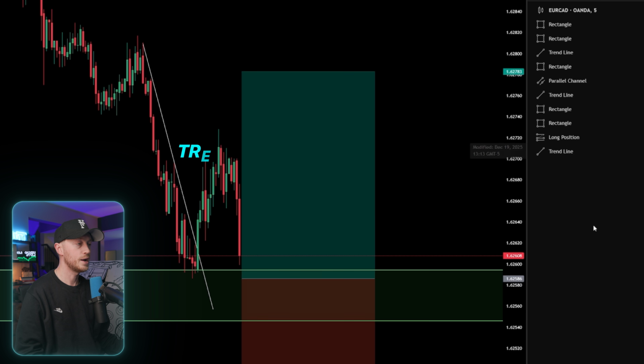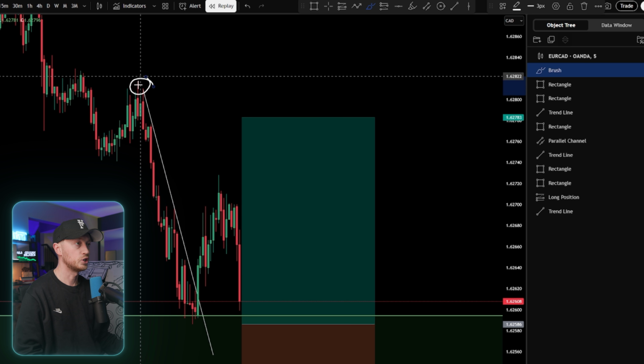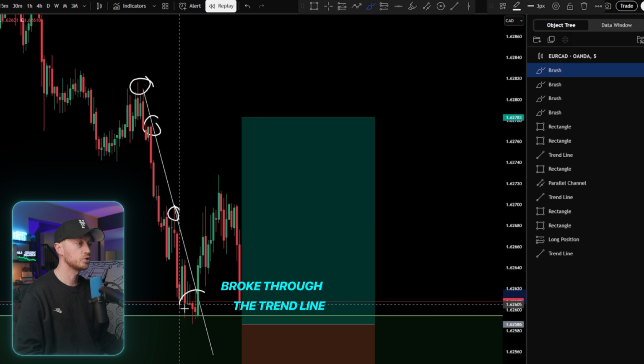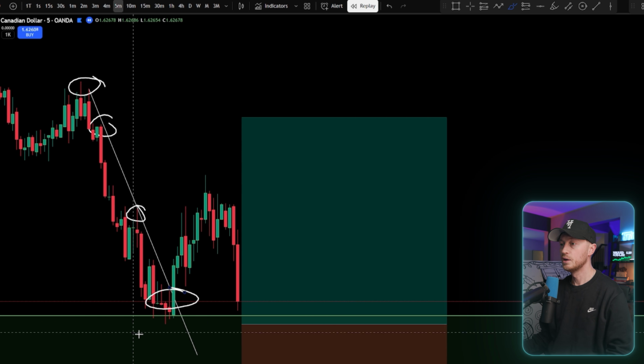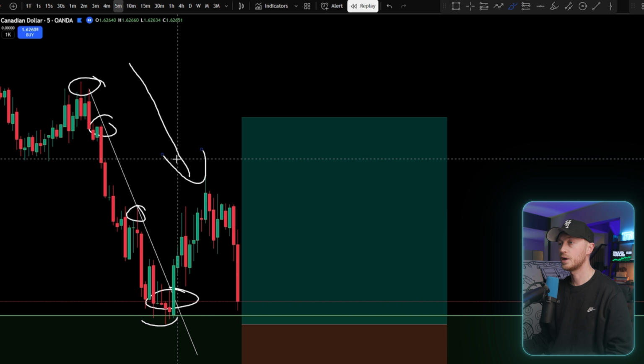I like trend lines, so I put that trend line on right there. I got a touch here, a touch here, a touch here, and then I broke through the trend line right there, which is what I want to see, right? I want to see price reacting well to this level. It's been coming down for a significant period of time, right?